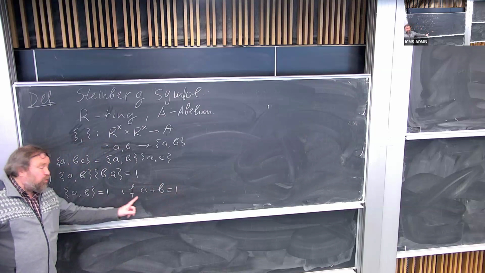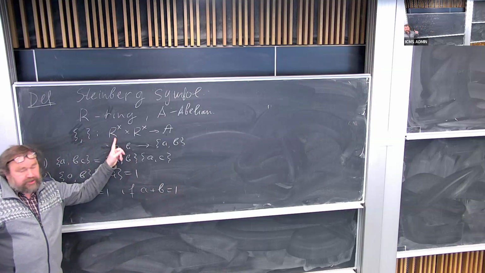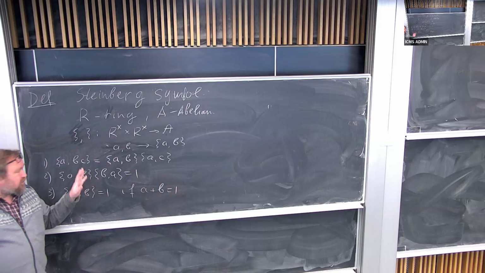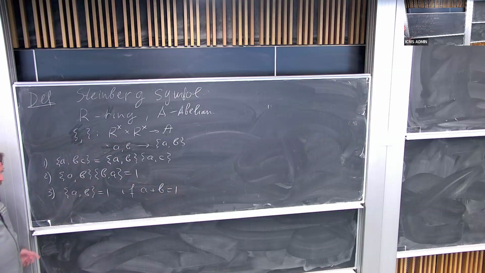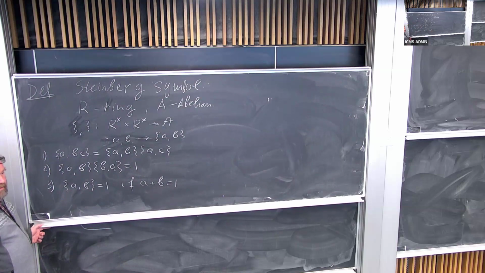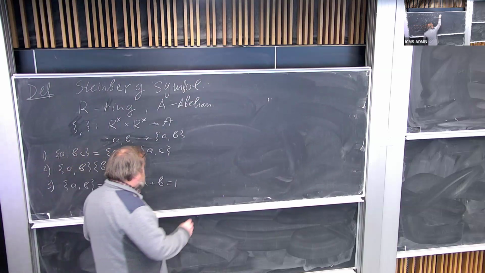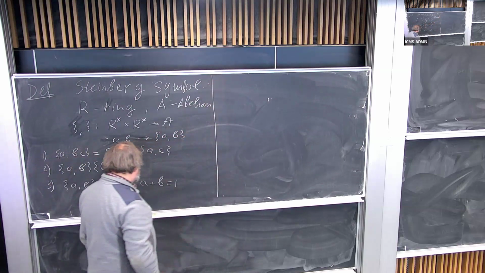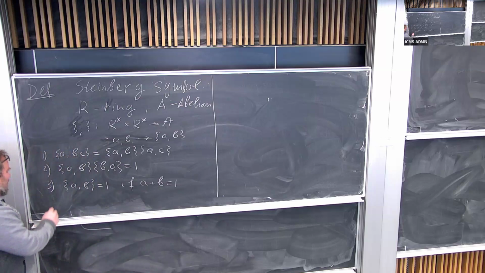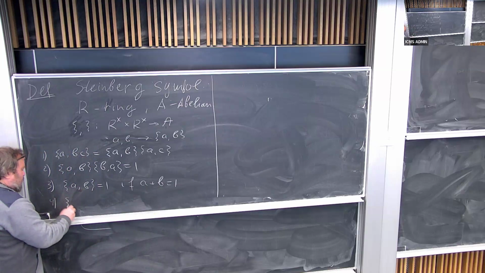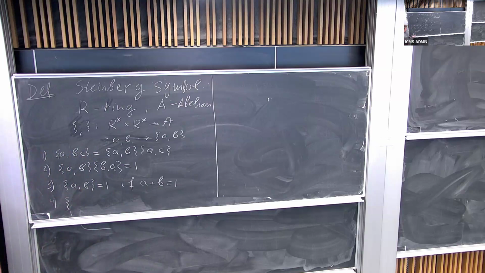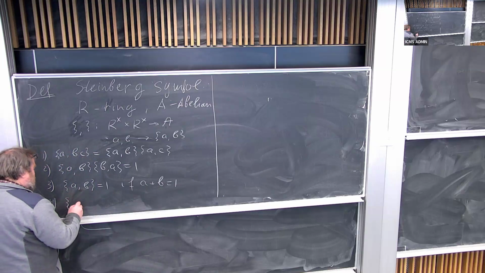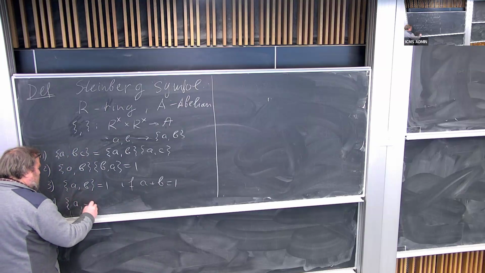This is the only place where the addition in the ring is used; all the others are just about the multiplicative group. You assume the ring to be commutative? Yes, for me the ring is commutative. Sorry, of course, commutative ring. I'll add a fourth property, which is actually a consequence of this one if R is a field, but in general it's not: {a, -a} is equal to 1.